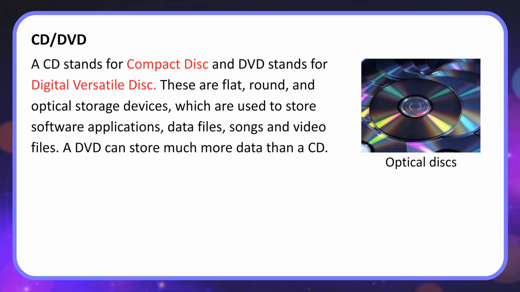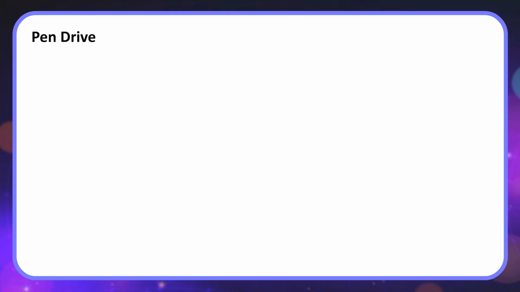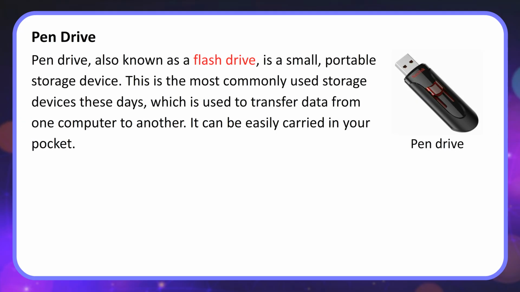CD/DVD. A CD stands for compact disc and DVD stands for digital versatile disc. These are flat, round, and optical storage devices, which are used to store software applications, data files, songs and video files. A DVD can store much more data than a CD. Pen drive. Pen drive, also known as a flash drive, is a small, portable storage device. This is the most commonly used storage device these days, which is used to transfer data from one computer to another. It can be easily carried in your pocket.